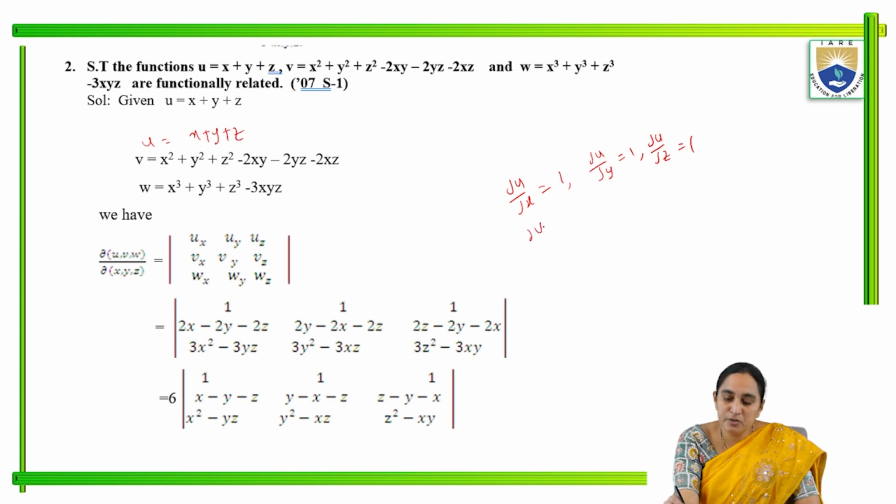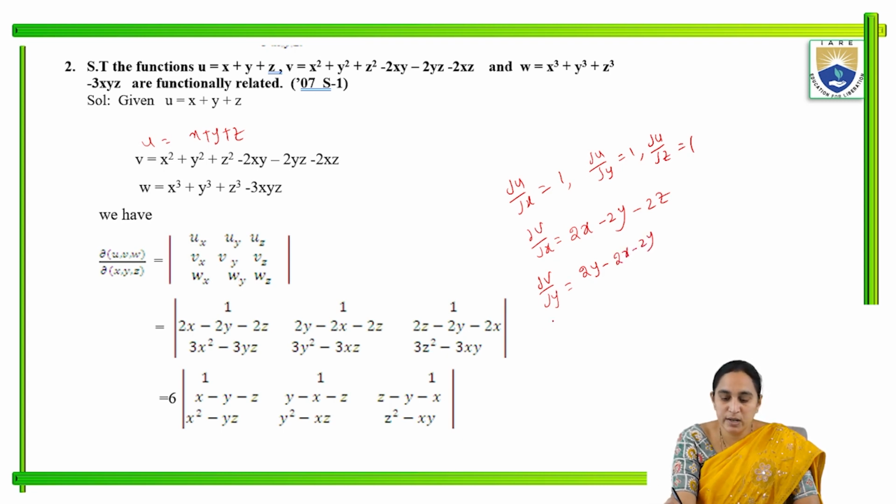Similarly, differentiate v with respect to x. What is the function of v? x square plus y square plus z square minus 2xy minus 2yz minus 2xz. That is 2x minus 2y minus 2z. Okay? That is the first one. And next with respect to y, that is 2y minus 2x minus 2z.